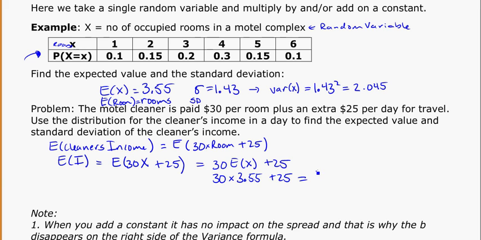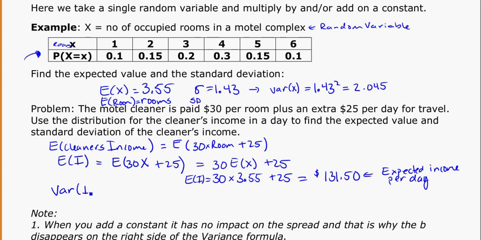And this gets us to 131.50. And that is the expected income per day for the cleaner. So again, we can call that E of I. So I've taken this idea that the cleaner's income is based on $30 for every room plus $25 a day. So I know that on average I expect 3.5 rooms a day, so that's 30 times 3.5 plus the $25 a day. Now the next part of this question is to get the variance.